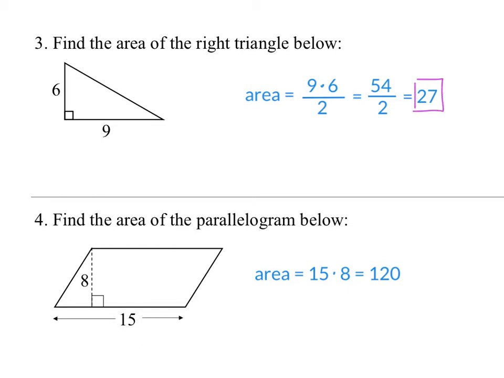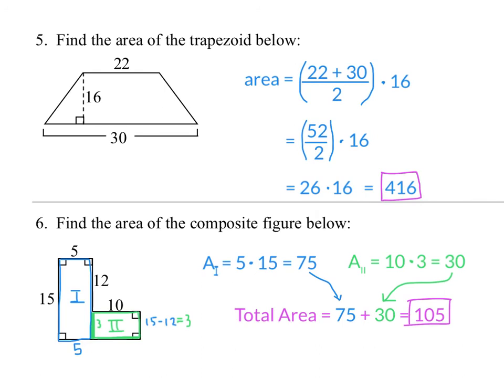Okay, number 4. It's a parallelogram. Area of a parallelogram is base times height. So 15 times 8, the area is 120. Done.